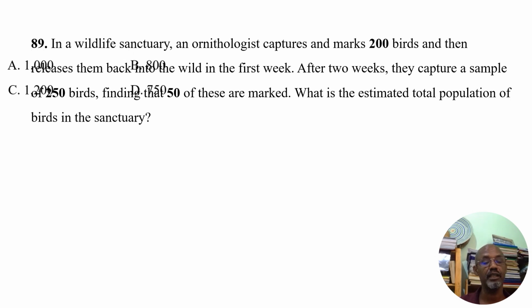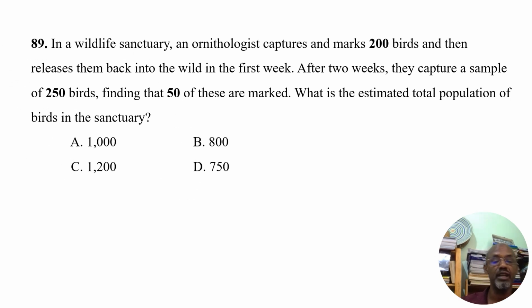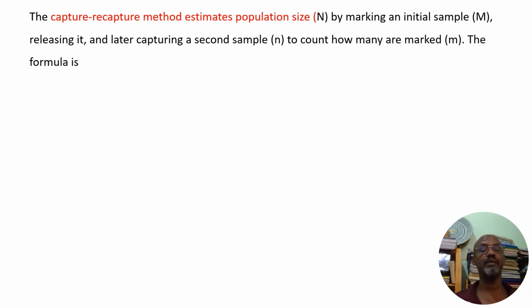The alternatives given are 1,800, 1,200, and 750. We can do this question by using, as I've told you earlier, the capture-recapture method of estimating population. The estimated population is given by capital N, using capital M, small n, and small m. Capital M stands for the number of the population captured the first time. Small n is the number captured the second time, and small m is the number captured in the second time that are recaptured.